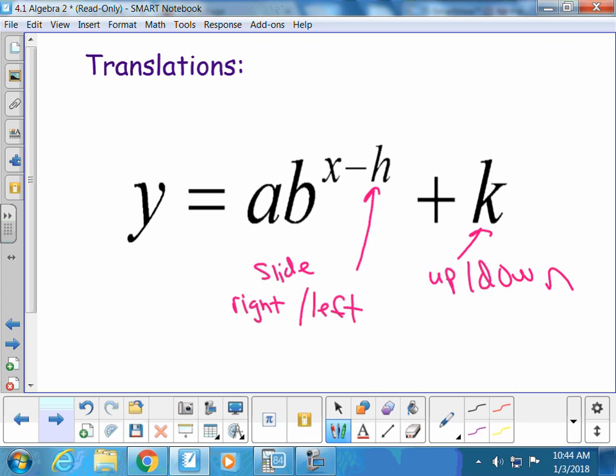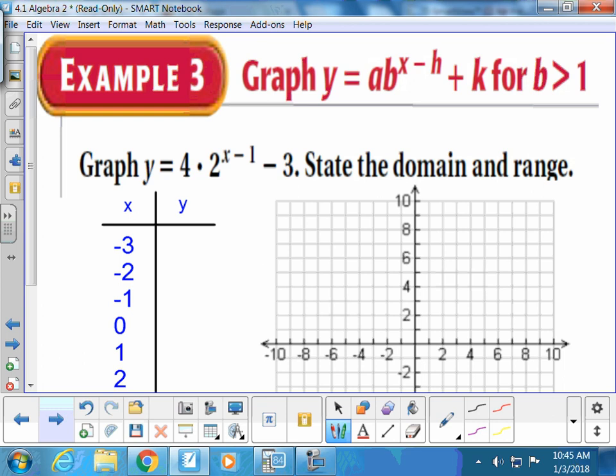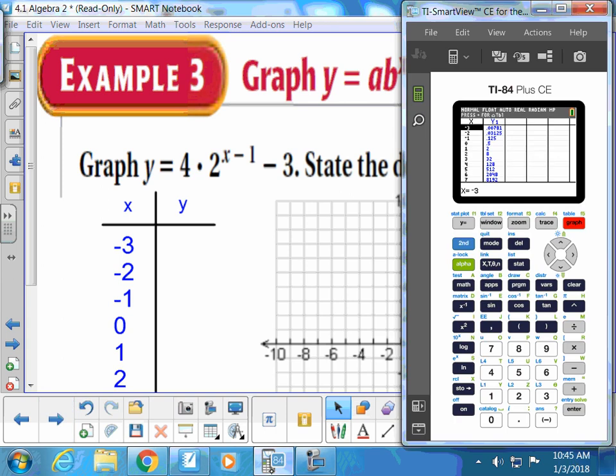And if your graph slides, the asymptote slides with it. You'll see that right off the bat in the first example here. All right, so here's our example problem. Let's go ahead and put it in.